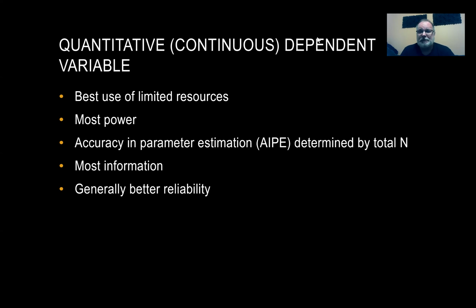If you have a choice and you can find a nice quantitative or continuous dependent variable, this will be the best use of your limited resources. It will always have the most power compared to binary or time to event models. You're going to get a more precise estimate of the population value. The old thing about dichotomizing is that it loses information. Well, continuous variables provide the most information. And they generally have better reliability than dichotomies. Next.